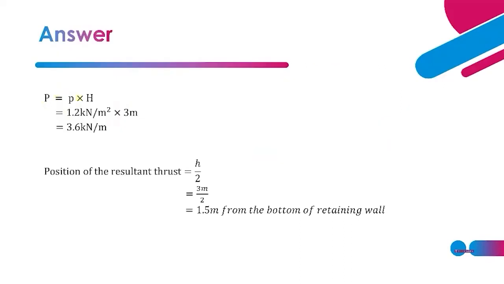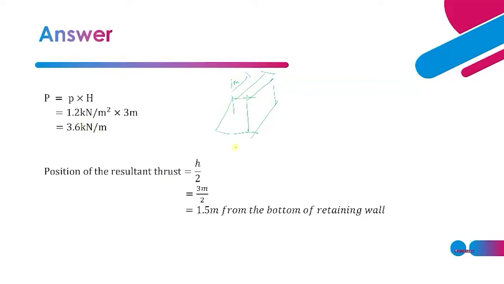You have this formula. 1.2 kilonewton per meter square is the unit pressure. Okay, it means every 1 meter square has 1.2 kilonewton intensity. Multiply by 3 meters, the height of the wall, so you get 3.6. For every 1 meter length of retaining wall, it is 3.6 kilonewton. The retaining wall is like the earlier one. So for every 1 meter, 3.6 kilonewton is its wind pressure.